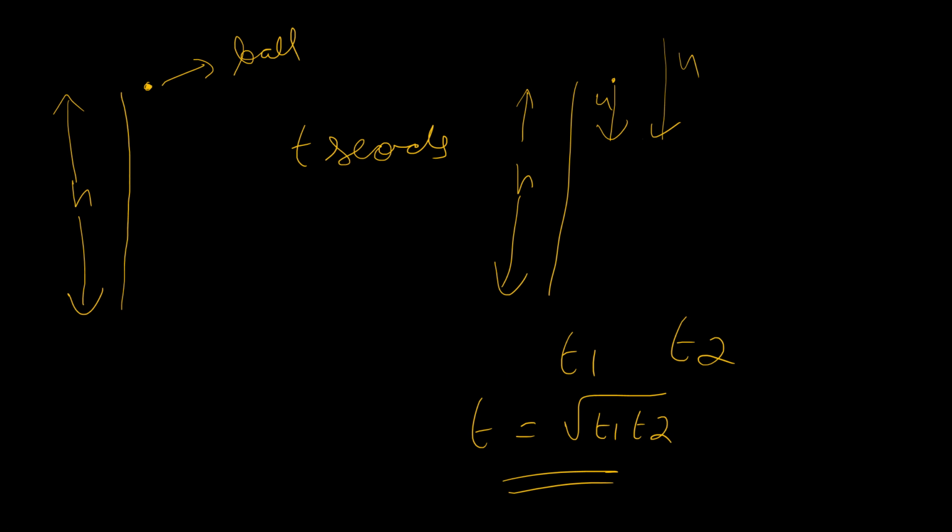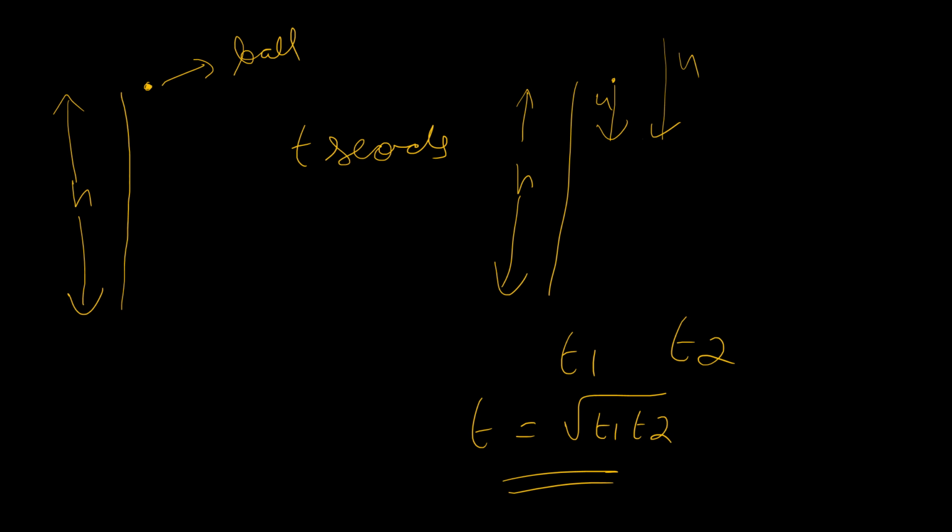That is, we have a building of height h and two balls are dropped. One is thrown downwards from the top of the building with velocity u, and the other is thrown upward and then falls to the ground. The first ball will reach the earth's surface after time t1, and the second ball after time t2. Then what's the total time? T is given by root of t1 t2.